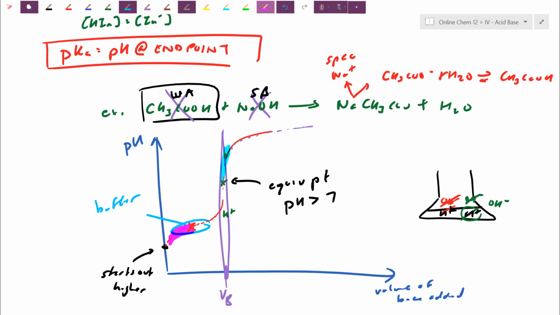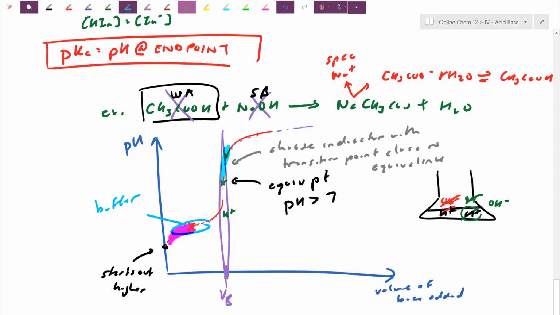So the conclusion out of this one here is we always want to choose an indicator, as you're designing an experiment, with a transition point, with an endpoint close to the equivalence point, close to the point that the stoichiometry is equal, close to the point that you wanted to stop anyways. Now we had done a few calculations with this.